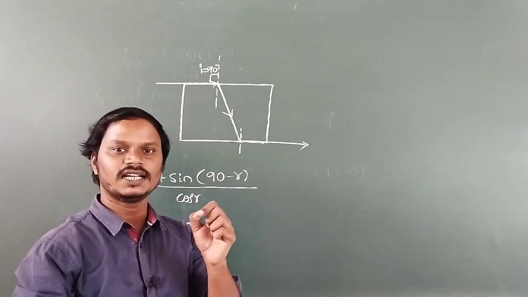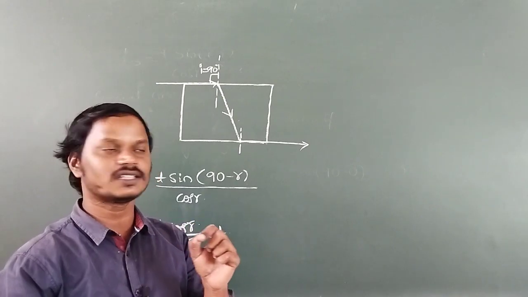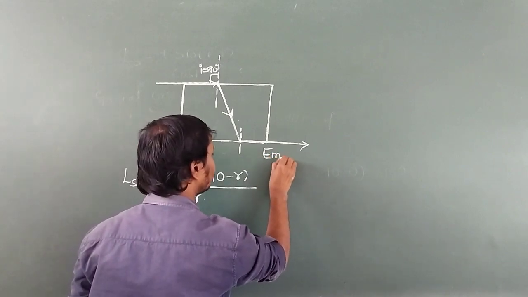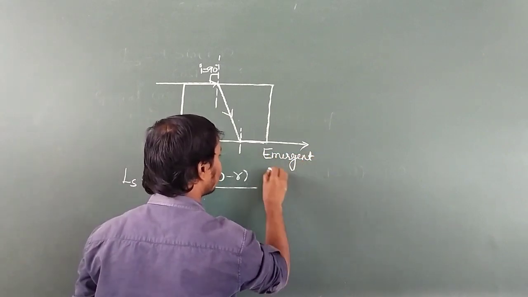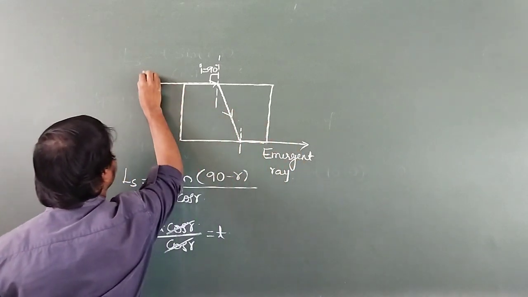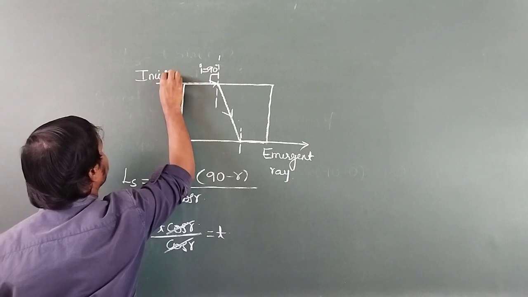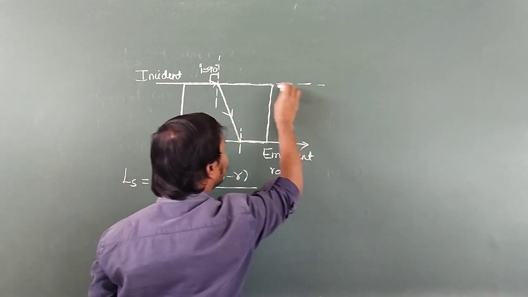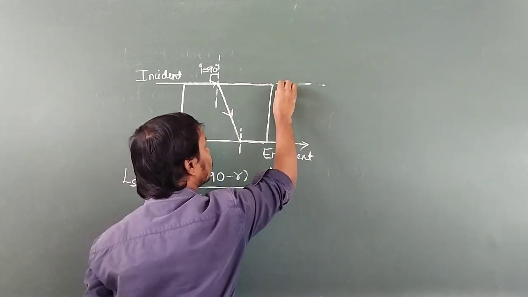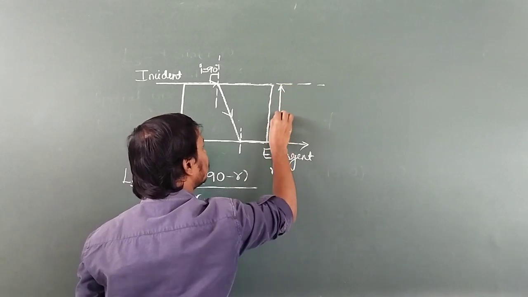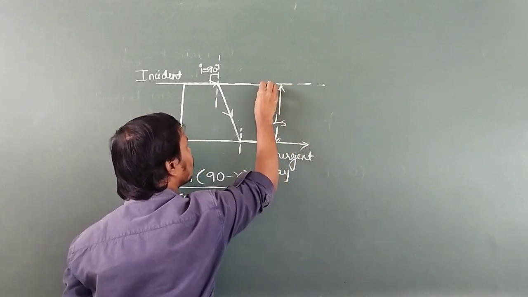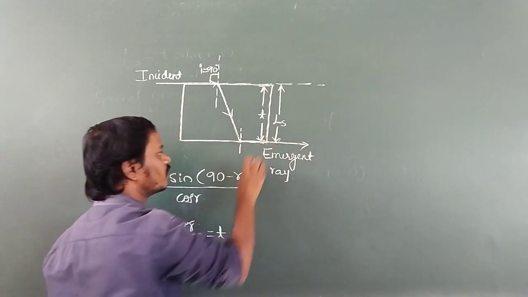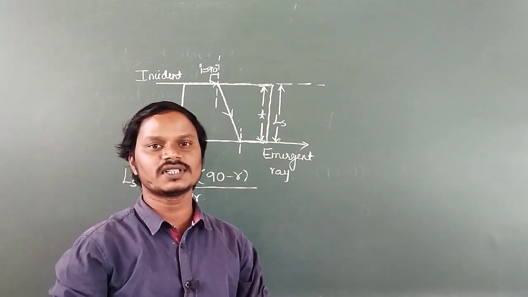What is lateral shift? Lateral shift is nothing but the perpendicular distance between the extended incident ray and emergent ray. So it is the emergent ray and it is the incident ray. Then I will extend this incident ray. Then the perpendicular distance between the extended incident ray and emergent ray is called lateral shift. This is lateral shift, and this lateral shift is equal to the thickness of the glass slab. And it is the first case. Then what about the second case?